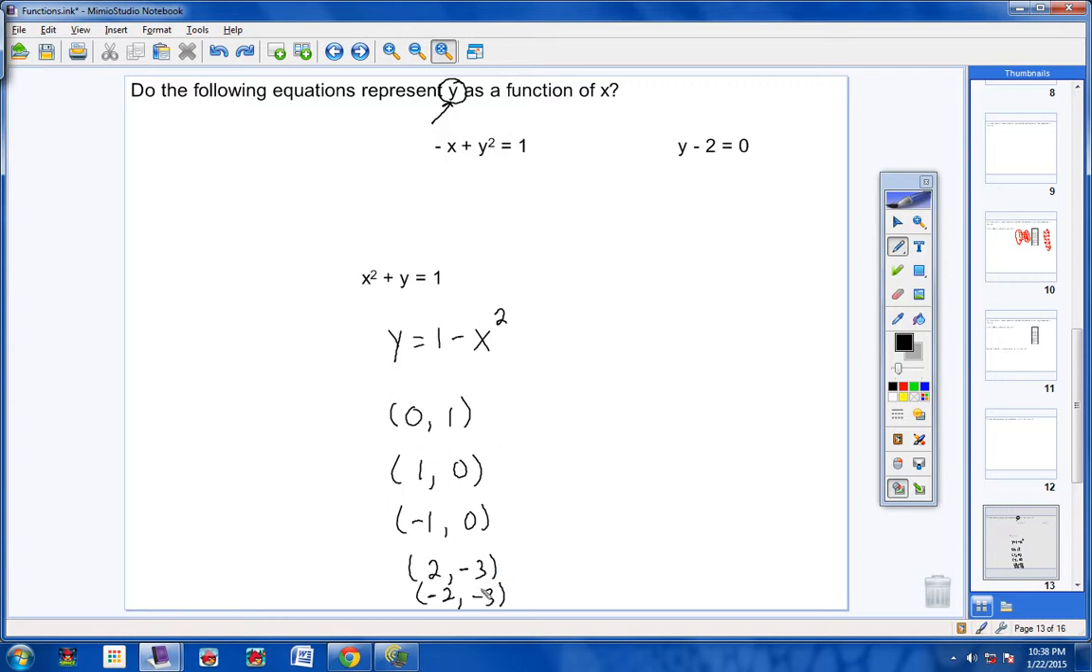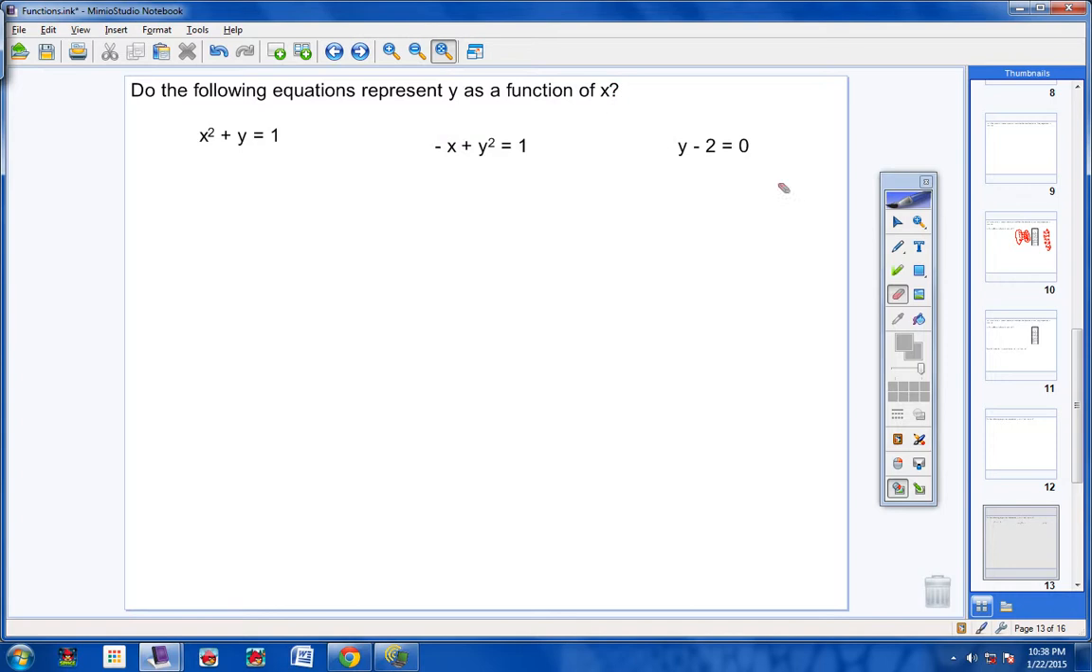I'm totally okay with all of this. Each input has only one output. Every time I put a number in, I got how many numbers out? 1. So this is totally y is a function of x, definitely. So this one's good. This equation here definitely represents y as a function of x.